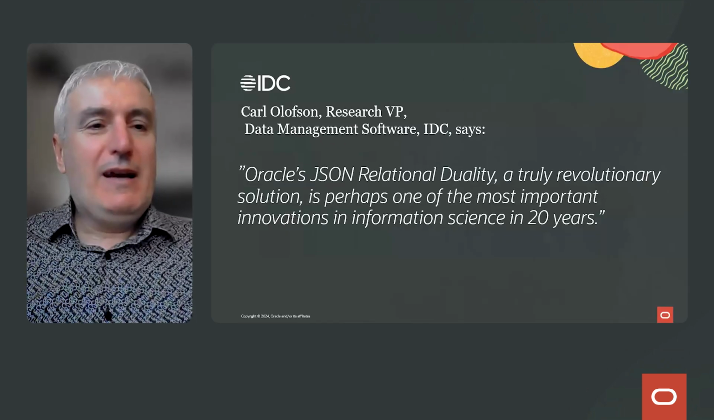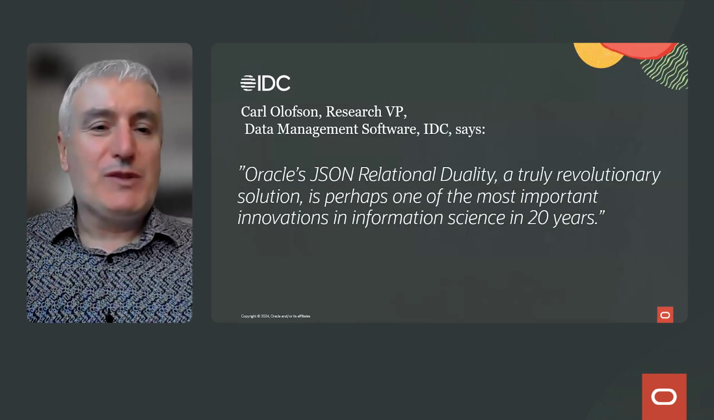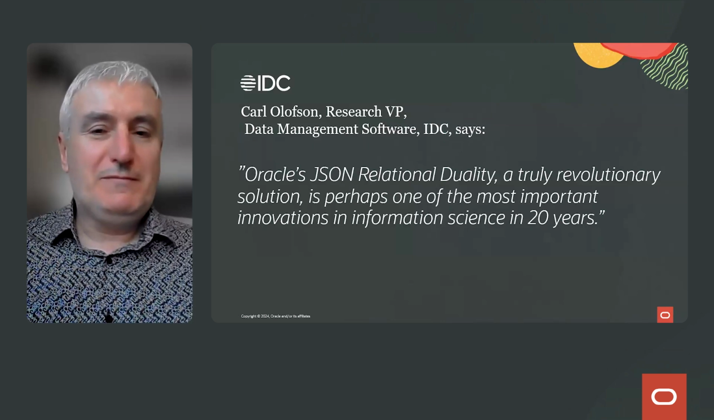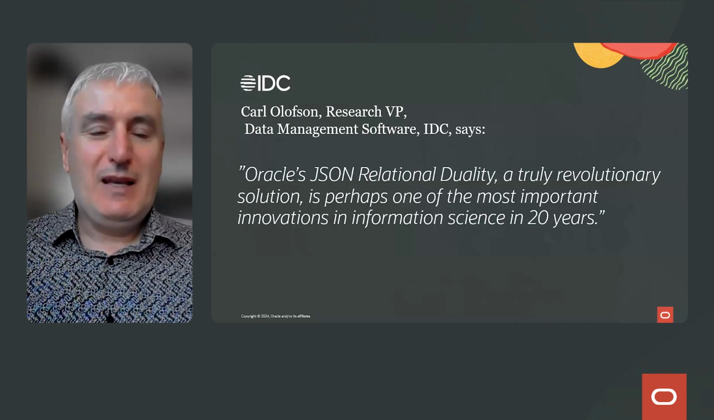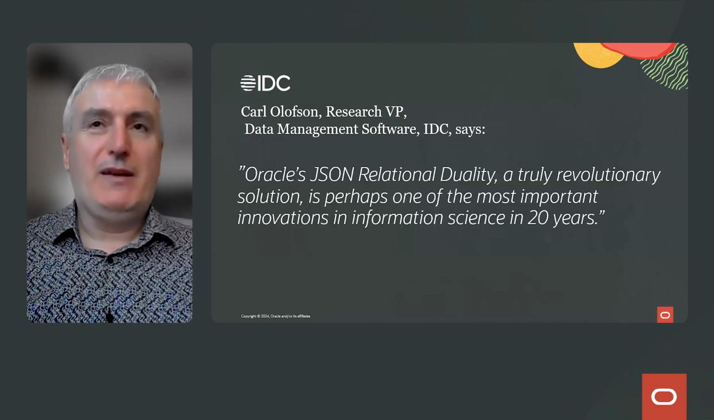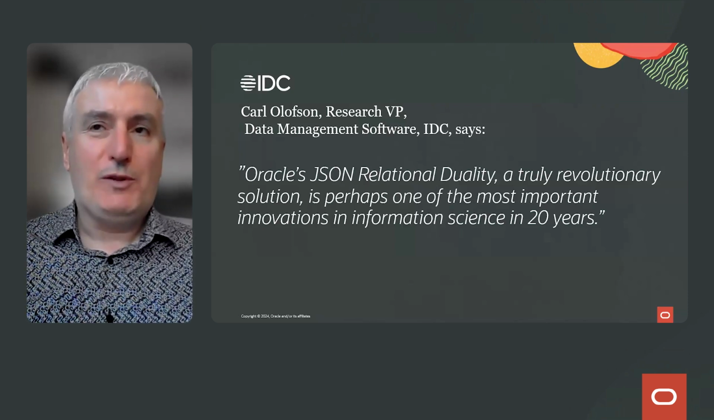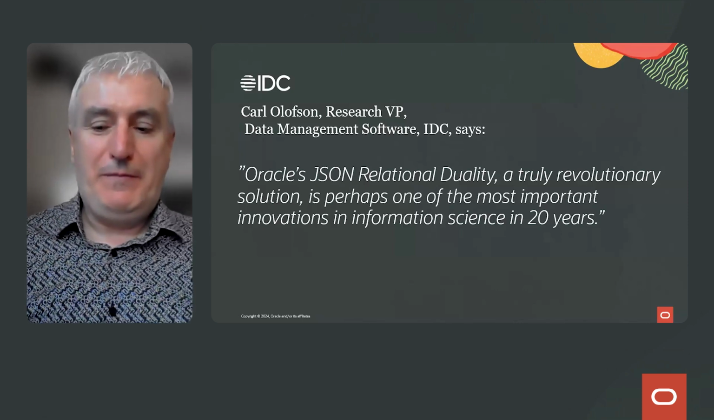Let us start. Have a look at what IDC have to say about JSON relational duality. It is a truly revolutionary feature, perhaps one of the most important innovations in information science in 20 years. And by far, this is probably one of the most important features of Oracle Database 23 AI.